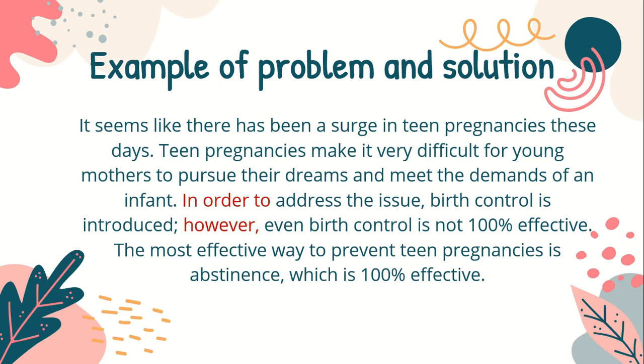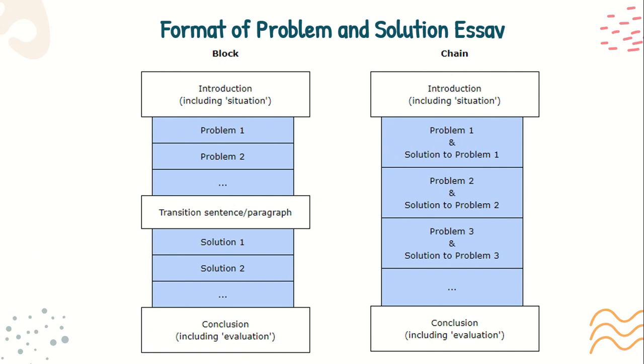It seems like there has been a surge in teen pregnancies these days. Teen pregnancy may make it very difficult for young mothers to pursue their dreams and meet the demands of an infant. In order to address the issue, birth control is introduced. However, even birth control is not 100% effective. The most effective way to prevent teen pregnancies is abstinence, which is 100% effective. This is an example format of a problem and solution essay.